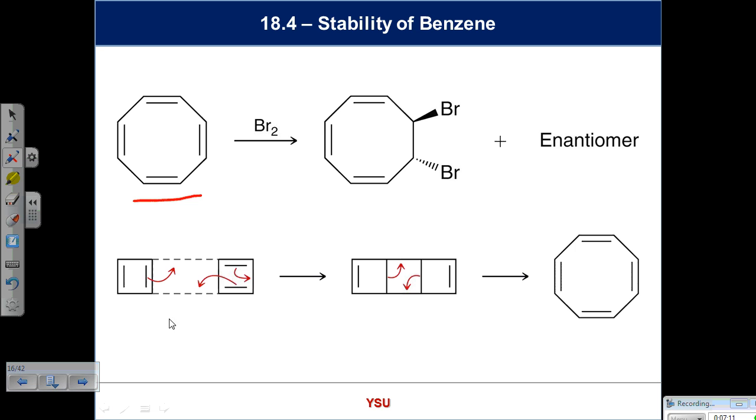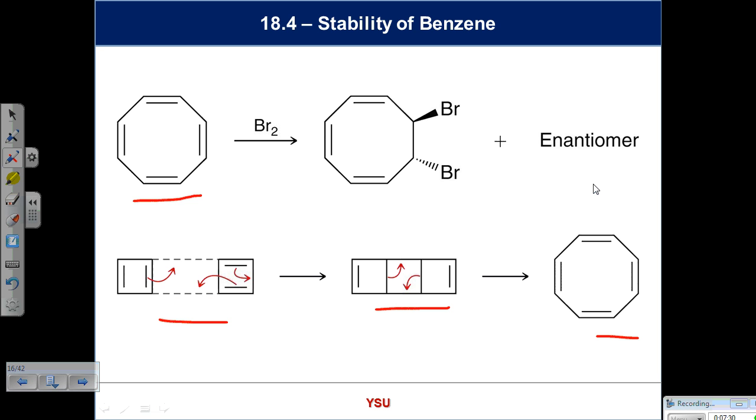This is marvelous. I'm not going to worry about this in terms of you getting it or understanding it, but it's what happens to cyclobutadiene. If you can make it, it dimerizes. It's so reactive, it reacts with another molecule of itself, and you get this intermediate species, which then opens up and gives you, in fact, cyclooctatetraene.